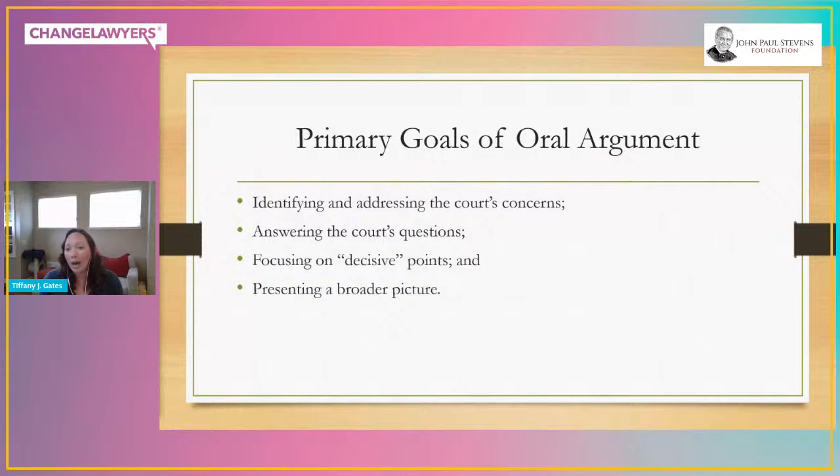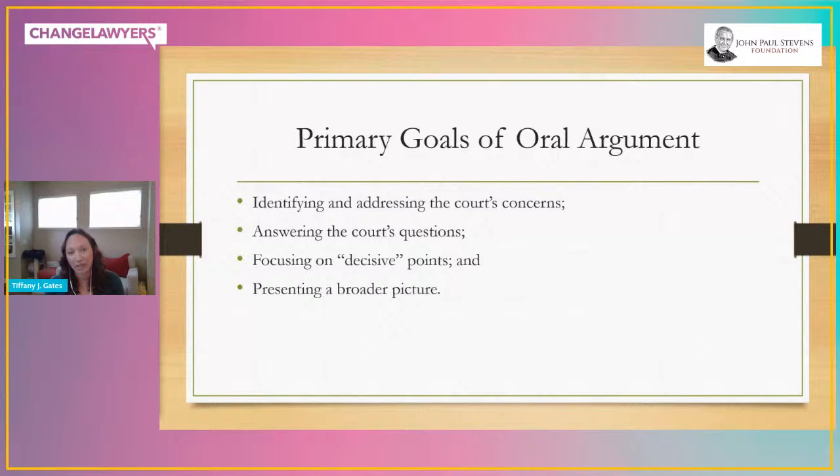It's also an opportunity, relatedly, to answer any questions that the court may have. When you're writing a brief, you have no idea what's in the mind of the judge or judges who will be deciding these issues. So oral argument gives you that chance to hear from them for the first time, listen to their questions, and respond directly to them, removing that one-way element that exists in the briefing.